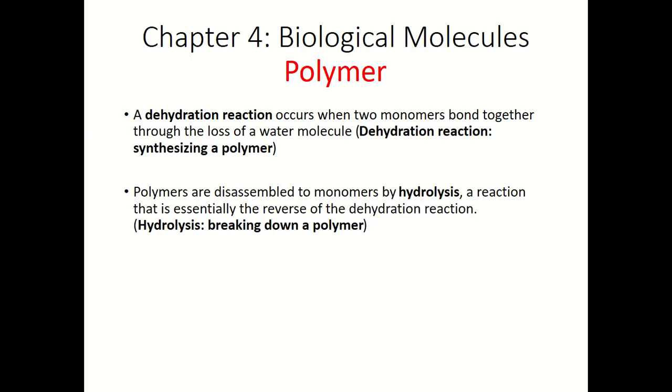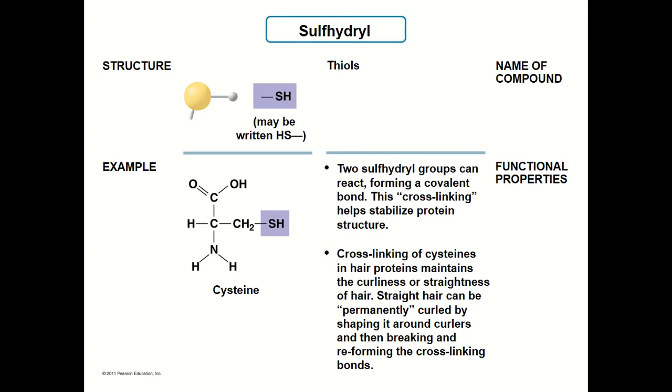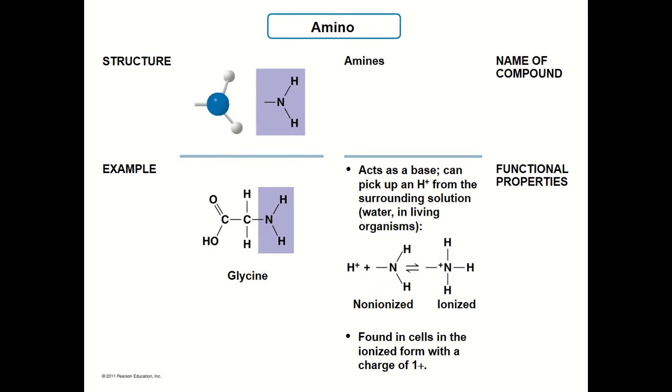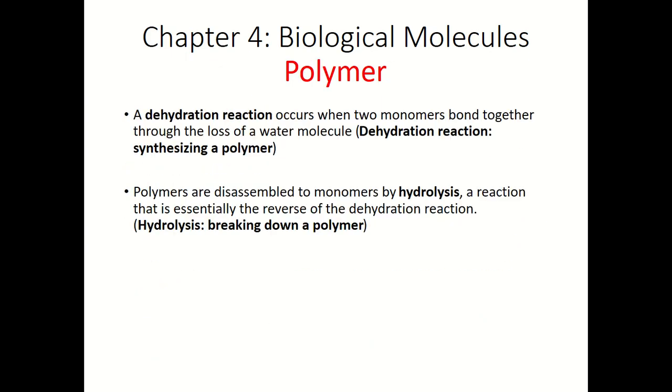So basically, remember the seven functional groups are the hydroxyl group, carbonyl group, carboxyl group, amino group, sulfhydryl group, phosphate group and methyl group. And the two processes that are very important in synthesizing and also breaking down organic molecules are known as dehydration and also hydrolysis. I think that's all for today's class.